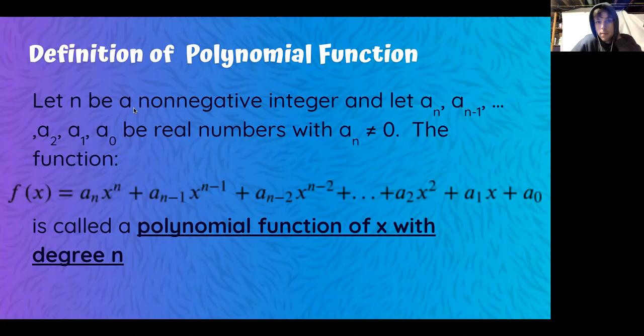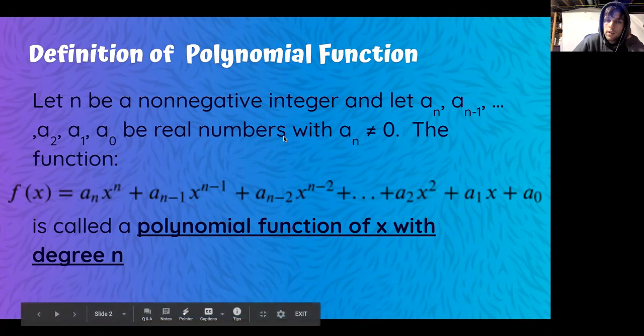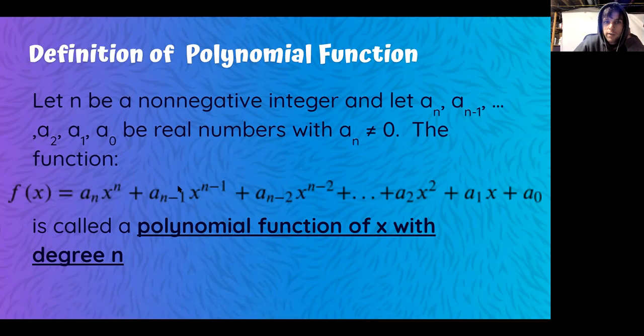It says, let n be a non-negative integer, and let a sub n, a sub n minus 1, and so on, be real numbers where a sub n cannot equal 0. Then this function will be a polynomial function with a degree of n. Really what we're looking at is we have x to some power. That power is decreasing by 1 every time. In a polynomial function, we could skip over one of these powers, meaning we might not have an x to the third term or an x to the fifth term. We might skip over it. That's fine. It's still a polynomial. And then we have these a sub n minus 1, all the way down. Those are just the coefficients.